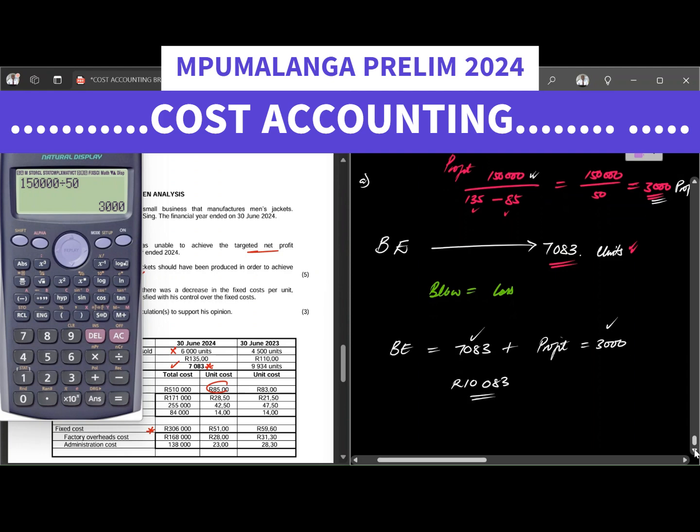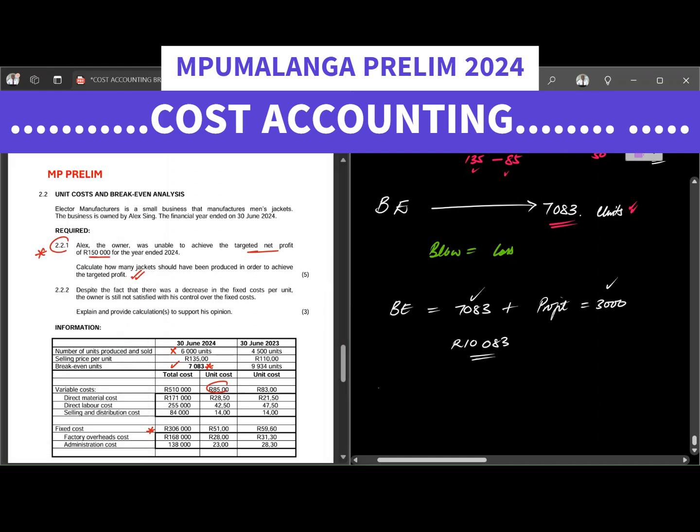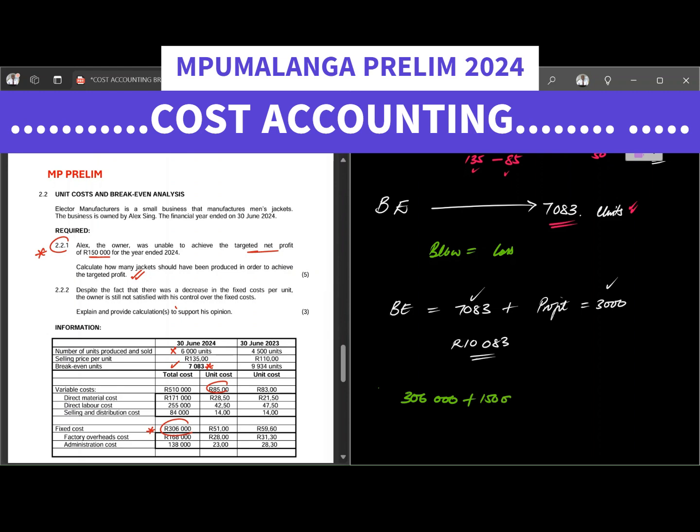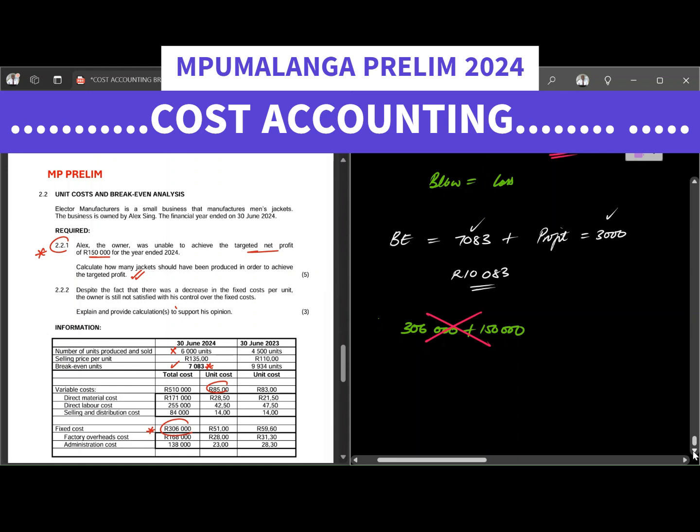But I want to show you a different calculation. The other way you could have done it is to say you cannot use this fixed cost. Remember what I did in the previous question. I cannot say 306 plus the intended profit of 150. That would be a wrong calculation because this 306 is not the total fixed cost for the intended profit. In other words, I must calculate the fixed cost for the intended profit.